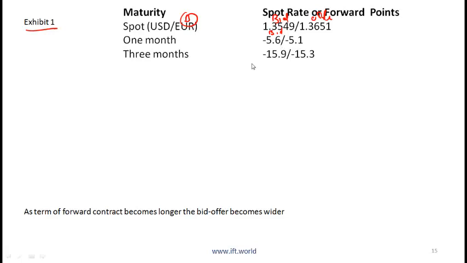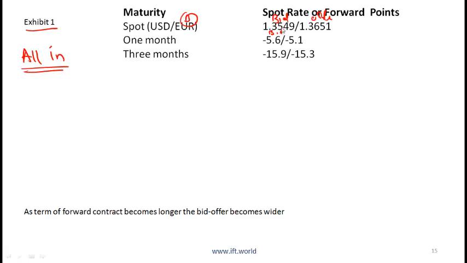So as we see in the curriculum, let's compute the all-in forward rate for a 3-month contract. I use the term all in, and I'm going to explain in a little bit what that means, because the curriculum keeps using this term.